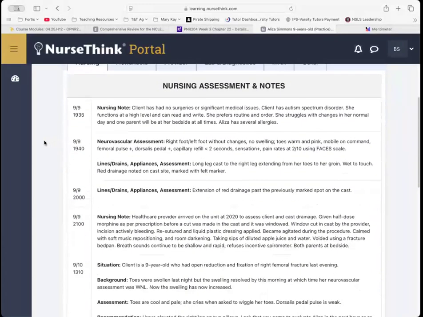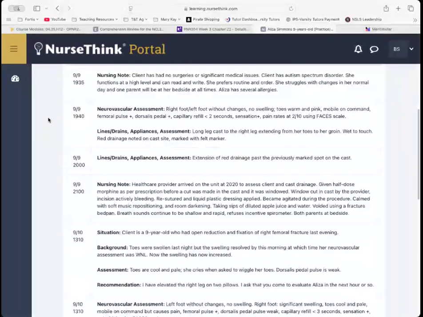Looking at that admission nursing note, when she made it to the floor from the PACU, we learned that she's had no surgeries or significant medical issues. She does have autism spectrum disorder. She functions at a high level and can read and write. She prefers routine and order, struggles with changes in her normal day, and one parent is going to be at the bedside at all times.